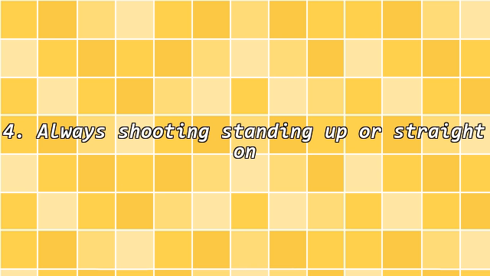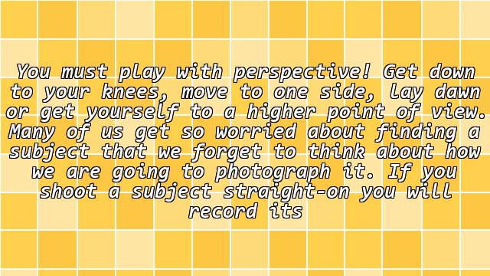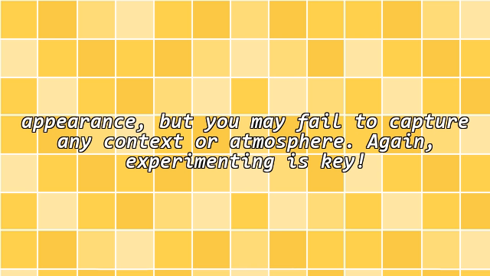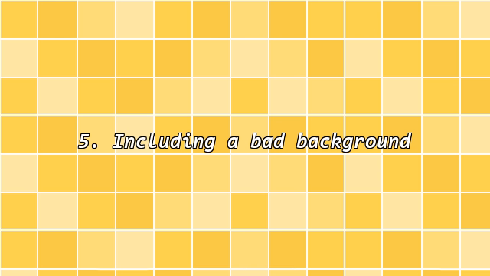4. Always shooting standing up or straight on. You must play with perspective. Get down to your knees, move to one side, lay down or get yourself to a higher point of view. Many of us get so worried about finding a subject that we forget to think about how we are going to photograph it. If you shoot a subject straight on, you will record its appearance, but you may fail to capture any context or atmosphere. Again, experimenting is key.